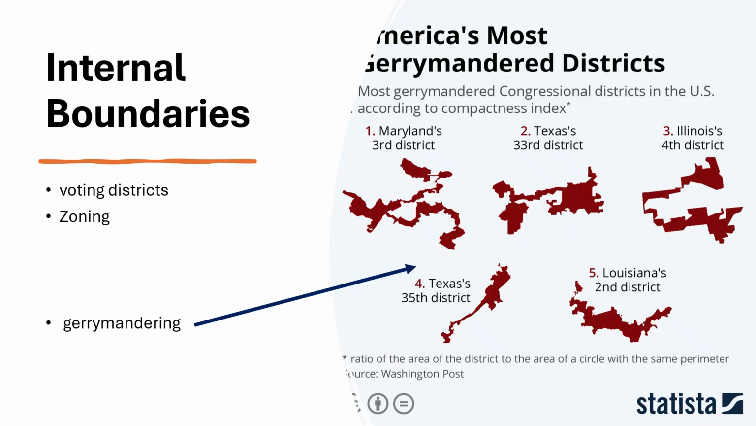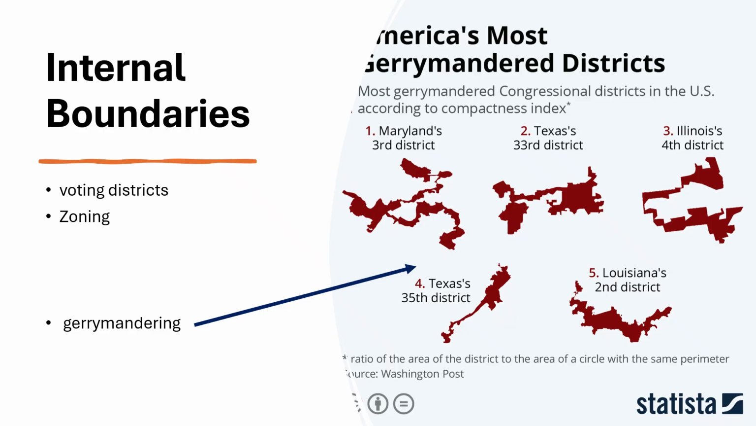Boundaries do not just exist between states. They also exist within countries. The United States has 50 subunits called states. Also within states, you have counties or cities, and they all have boundaries. Voting districts and zoning are also internal boundaries created by government. Voting districts, this is where you have to go vote. Or zoning, you can only put certain types of buildings or houses in certain areas.